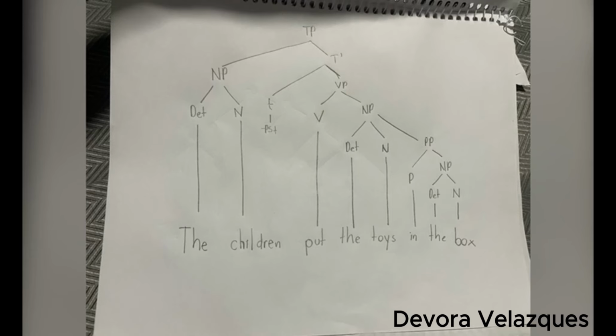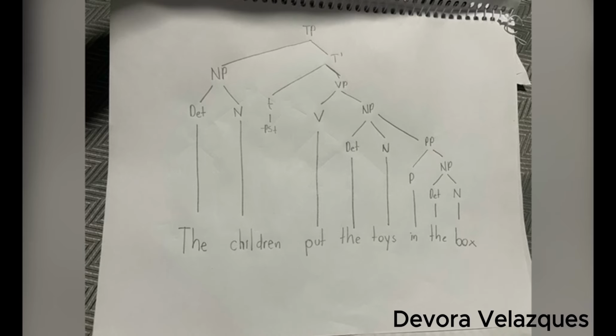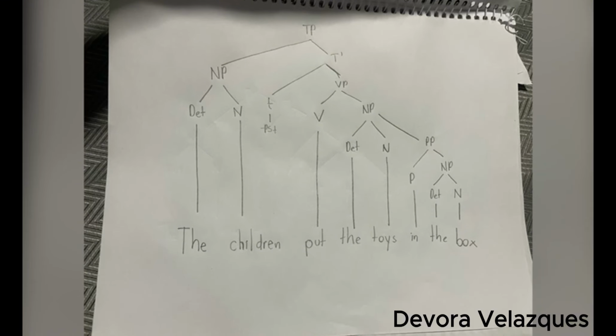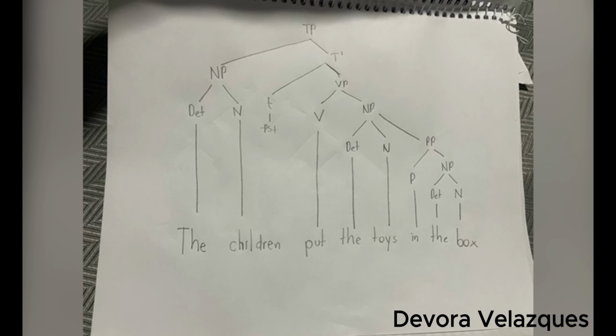The tense phrase is divided in a noun phrase. A noun phrase is divided in the determiner and a noun, which is children. This is a noun in the past tense.